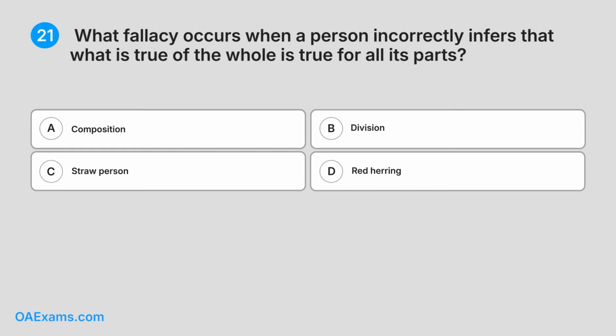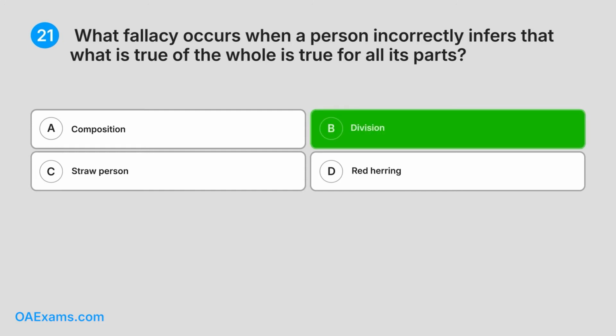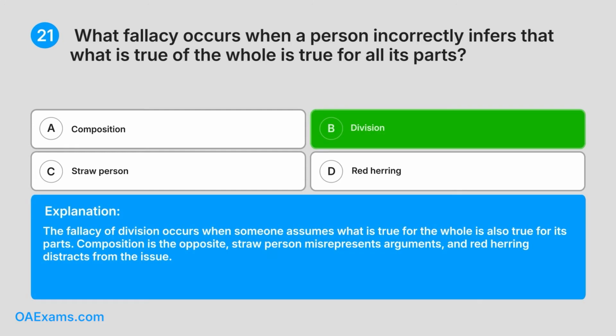Correct answer. B. Division. Explanation. The fallacy of division occurs when someone assumes what is true for the whole is also true for its parts. Composition is the opposite. Straw person misrepresents arguments, and red herring distracts from the issue.